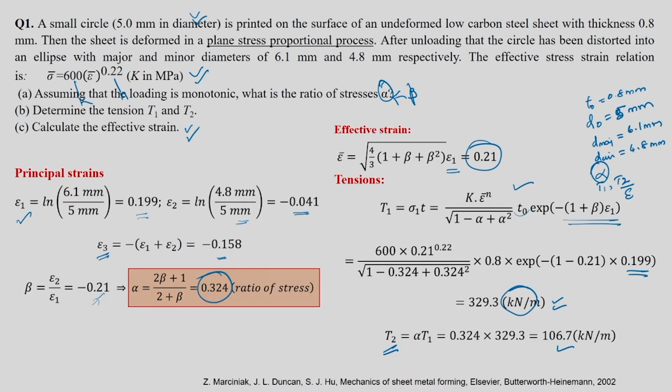So this is one easy problem. These are all known to us from the previous chapter: epsilon 1, 2, 3, beta, alpha and epsilon bar we have already done. The only difference now is that we derived an equation for T1 and an equation for T2, which are nothing but the major tension and minor tension. That is the only extension in this chapter, and you know how to get it.